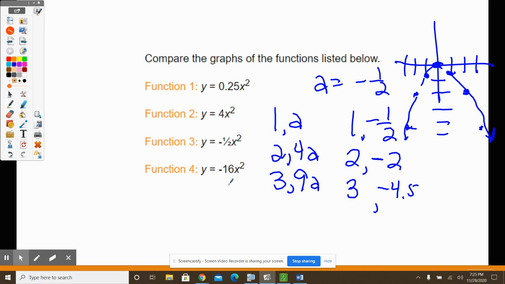How about the negative 16? Definitely don't want to do that. Over 1, down 16, over 2, down 4 times negative 16. That's going to get really steep really fast.